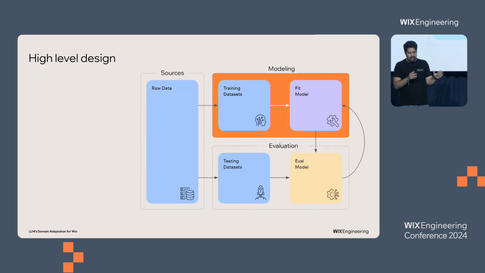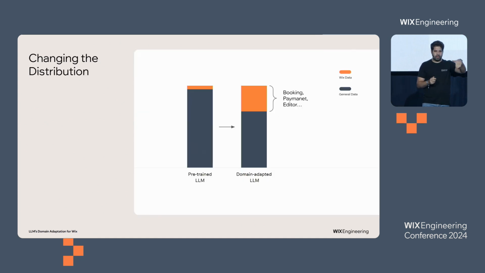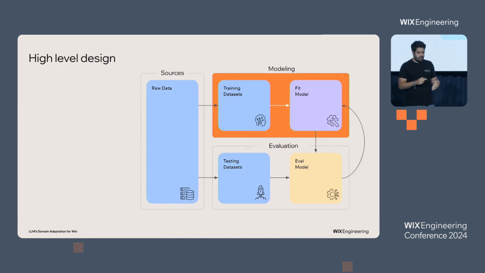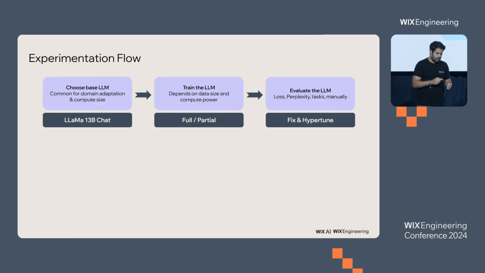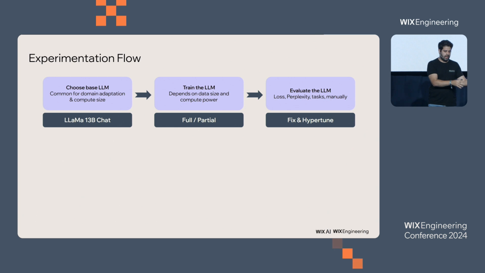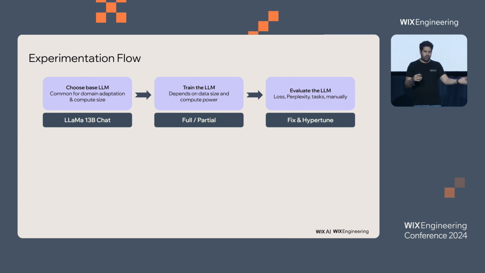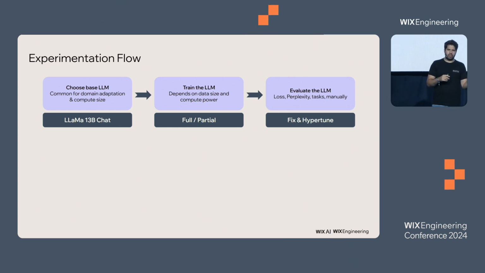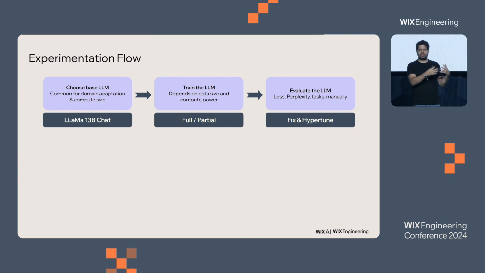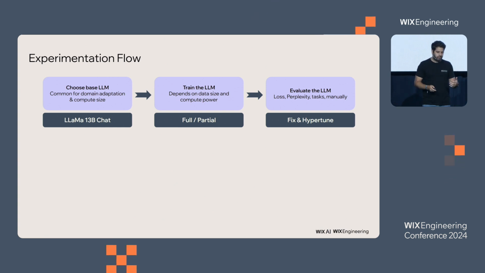And now the last part is the modeling. So we have balanced the data, we created a training data set, and we want to train our model. The training process goes like this. We start with choosing the base LLM, as I mentioned. In our case, it was Llama 13 billion chat. It was a very common model that was used by a lot of research groups and also holds chat capabilities that we wanted. Second, we are training this LLM.